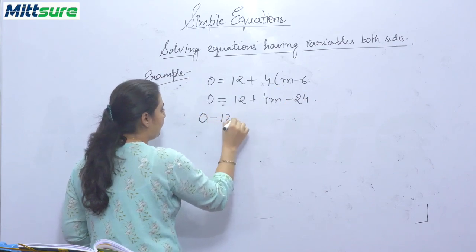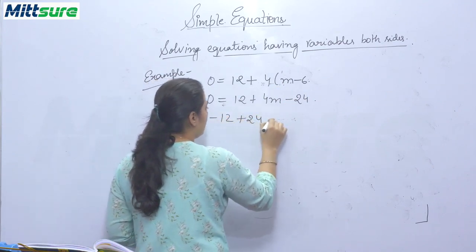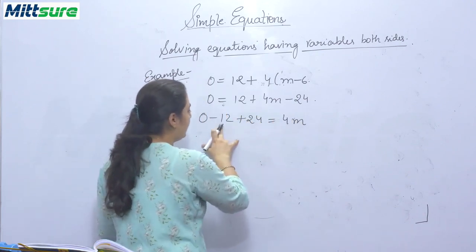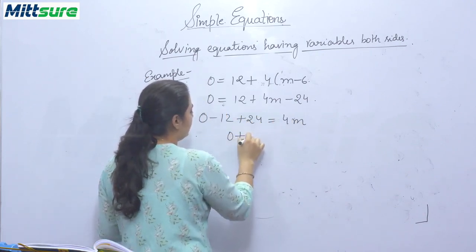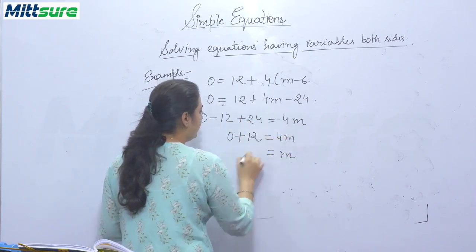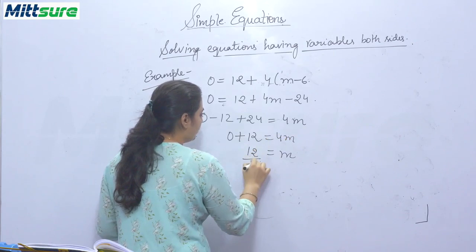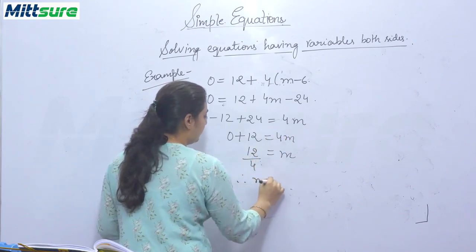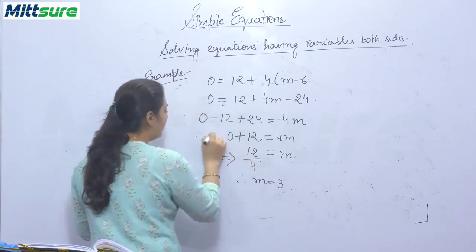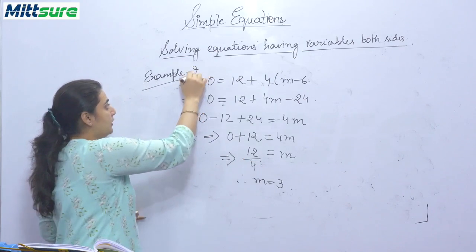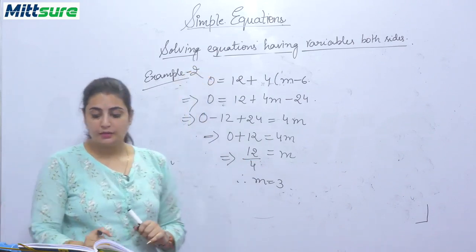0 minus 12 plus 24 equals 4m. Right, now 24 minus 12 is 0 plus 12 equals 4m. M is equal to 12 upon 4, therefore M is equal to 3. So you have got the value of M as 3. So this is the example 2.